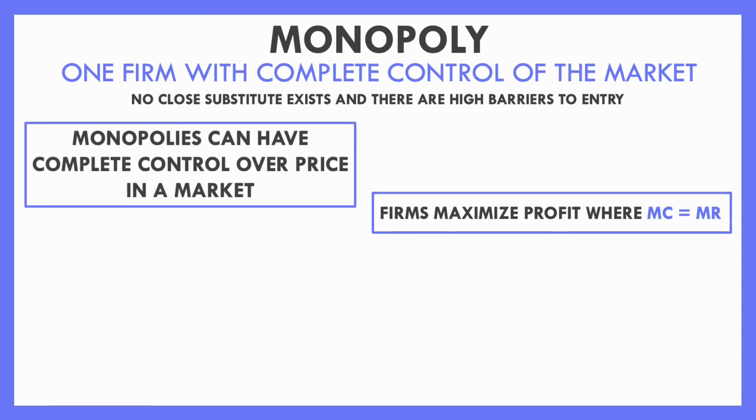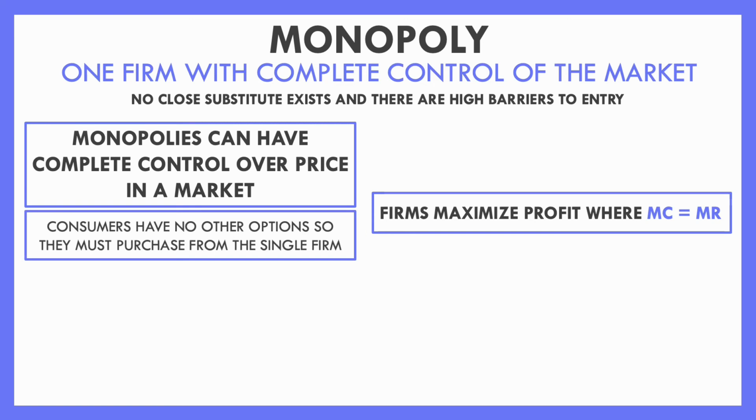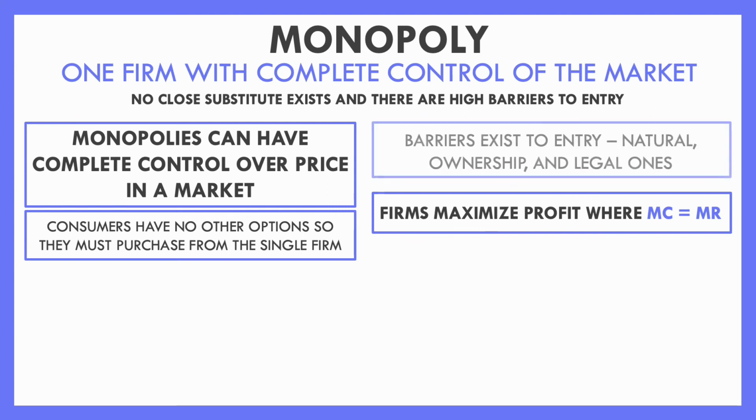Monopolies can have complete control over the price within a market, and that's why, as we talked about last time with market failure, firms sometimes have restrictions in place in order to prevent this. Because think about it, consumers have no other option. If that's my only choice, I've got nowhere else to go. That's going to be who I might have to buy it from, right?